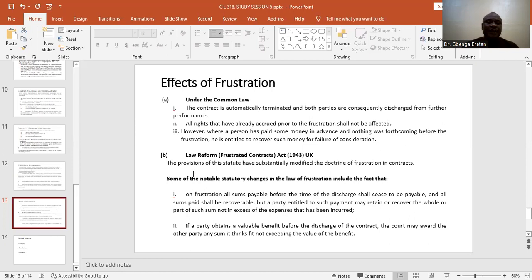Number two, if a party obtains a valuable benefit before the discharge of the contract, the court may award the other party any sum it thinks fit, not exceeding the value of the benefit received.